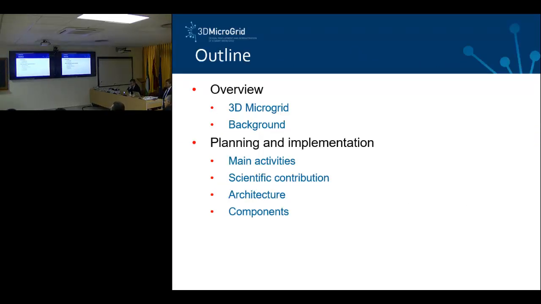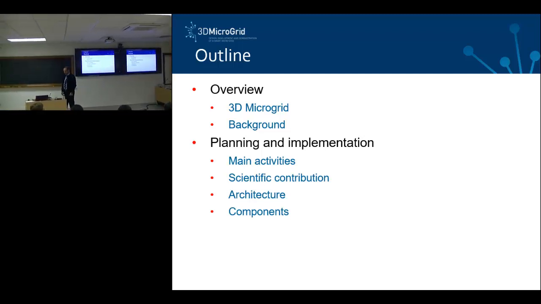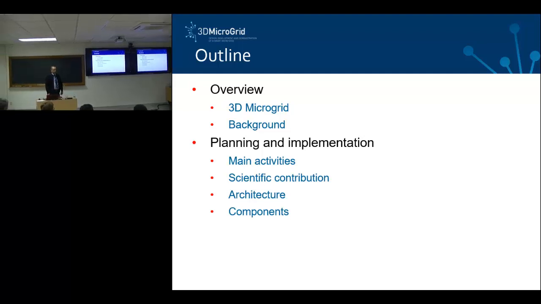I will give you some background information on what we are going to do in the project, what we have done, and what we are going to do. I'm going to give you a summary of the activities of the project, some scientific contribution in the microgrid context, the architecture that has been proposed by our colleagues in the project of the 3D microgrid, and we will discuss some of the components that we have achieved so far in this context.